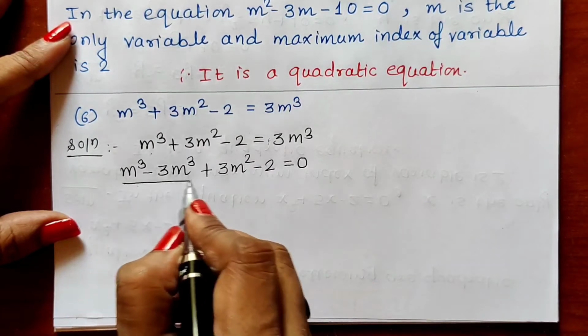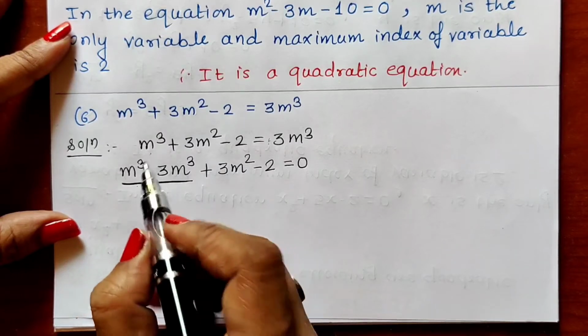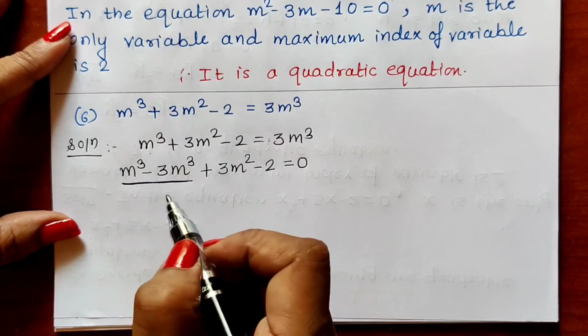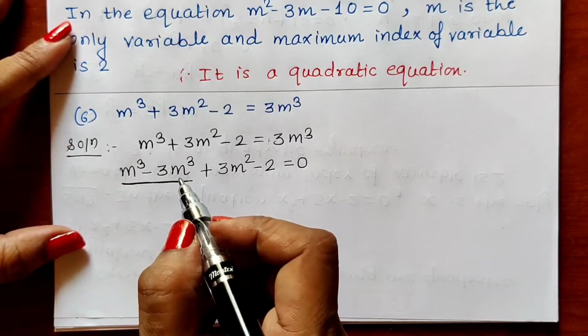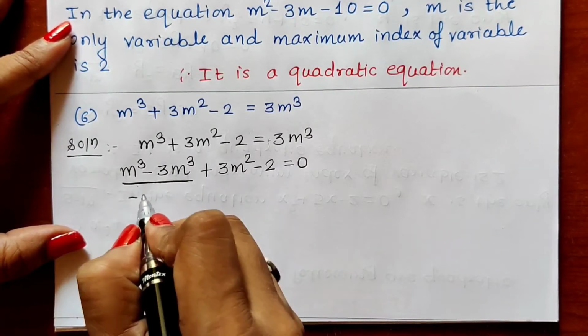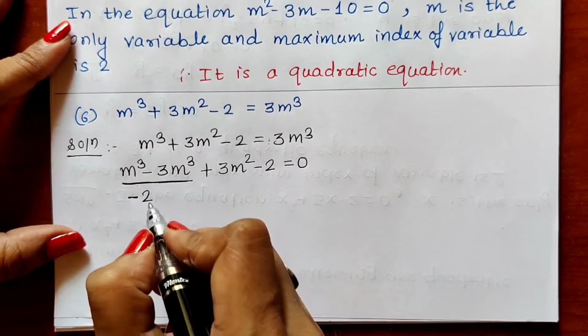Now we can see these two are like terms. Like terms means same terms. Plus 1m cube minus 3m cube. So we can subtract them. Plus 1 minus 3. What will be the answer? Minus 2. Plus minus will become minus and sign of bigger number.